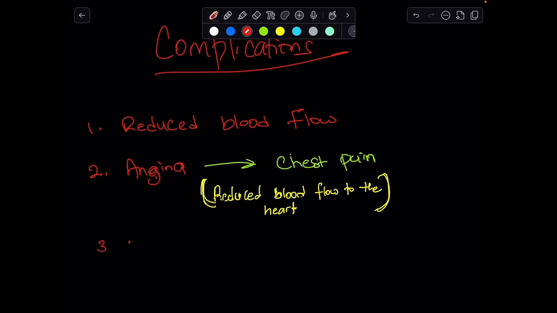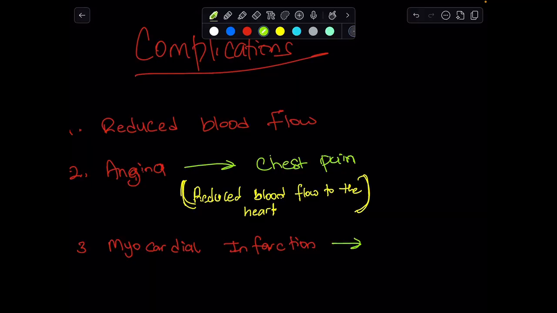And it can also cause myocardial infarction. What is myocardial infarction? Guys, you should know this, please. Heart attack. Why does that happen?